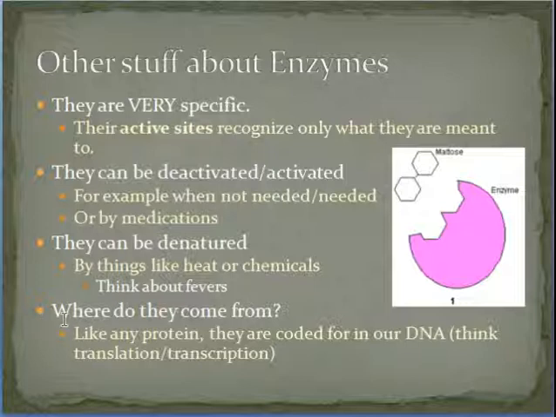Where do enzymes come from? Well, your body makes them. Like any protein, they are coded for in our DNA. Like when you have transcription and translation, your DNA has the code, you transcribe it into mRNA, and then translate it into a protein. And remember, enzymes are proteins, so they come from your DNA, essentially.